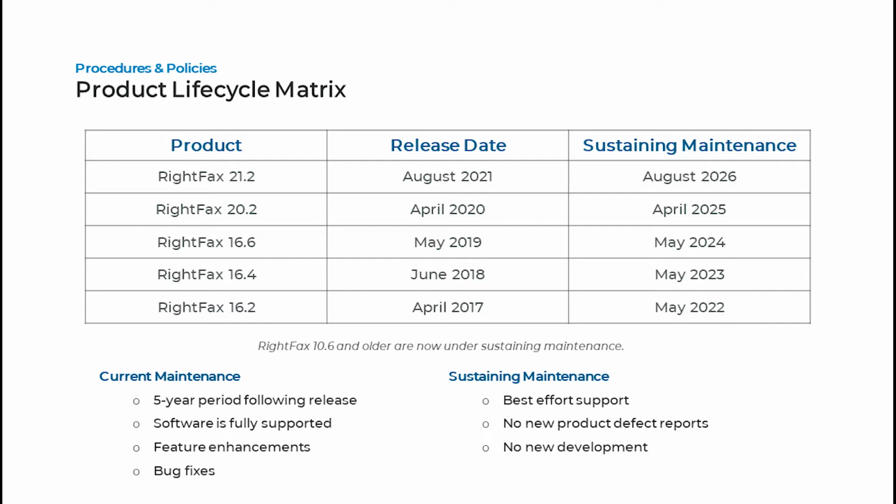For anyone that doesn't know what sustaining maintenance is, if you look on the slide, it really defines it. It just means that Advantage and OpenText will support those versions on a best effort basis. But the real takeaway from this slide is if you have a version of RightFax in sustaining maintenance, Advantage and OpenText will do our best effort to support the product. But be aware, there'll be no new development for any bugs or software defects and no new product defect reports.